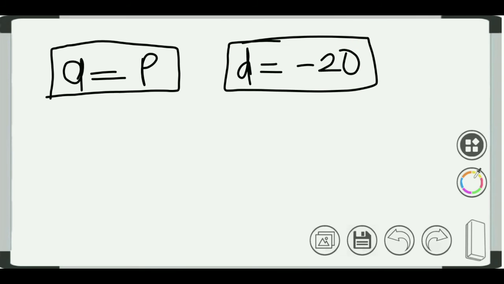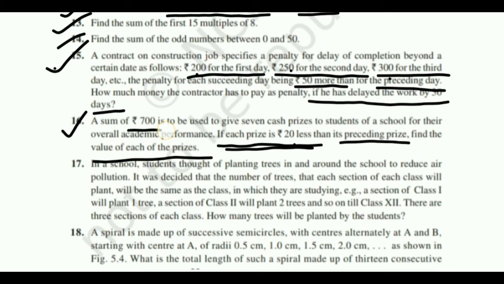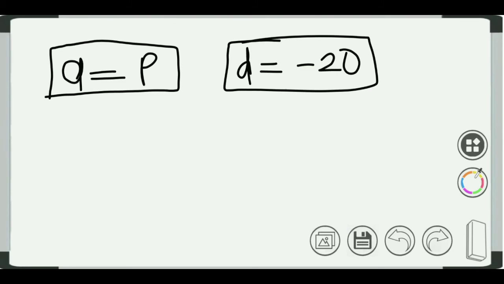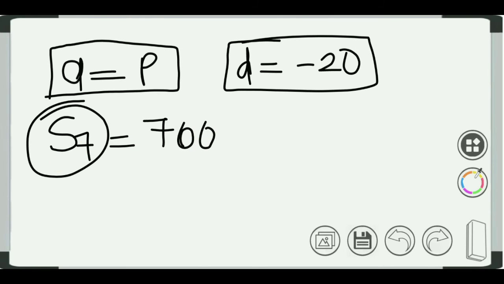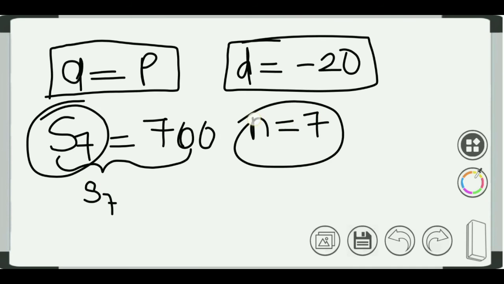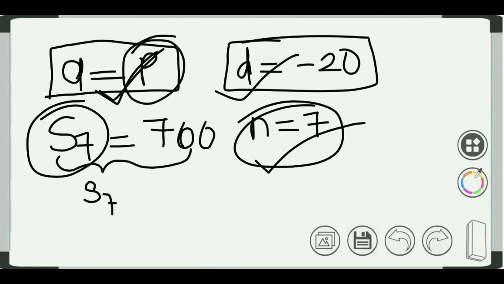Okay. Now we need to find what? Read the first sentence. A sum of 700 rupees is to be given for 7 cash prizes. That means for 7 cash prizes the sum is 700 rupees. So the S7 value is 700. Right? S7 is equal to 700, and you can expand this one using the S7 formula, with n equal to 7. Now you have the a value, d value, and n value. But we have taken a equal to P. Now when you substitute these values in the sum formula, you will get the value of P.